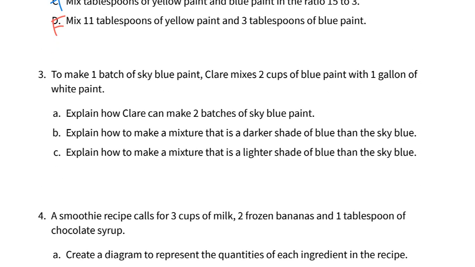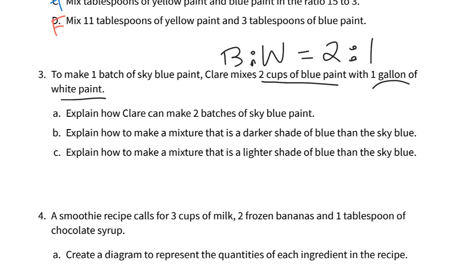All right, number 3. To make one batch of sky blue paint, Claire mixes, and here's the key. We always got to look for that ratio. 2 cups of blue and 1 gallon of white. So our ratio of blue to white, and just using naked old numbers, is 2 to 1. Now that 2 happens to represent 2 cups, and this 1 happens to represent 1 gallon. So let's kind of pay attention to that.